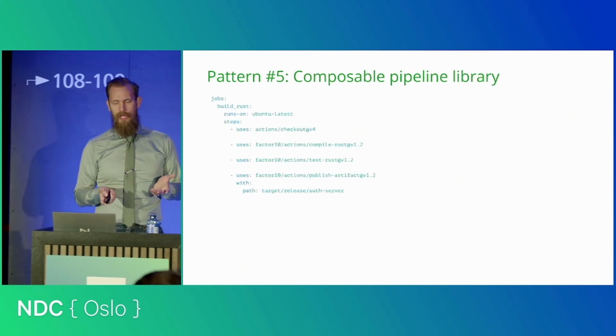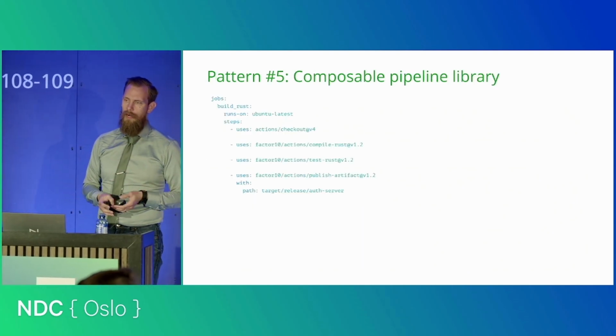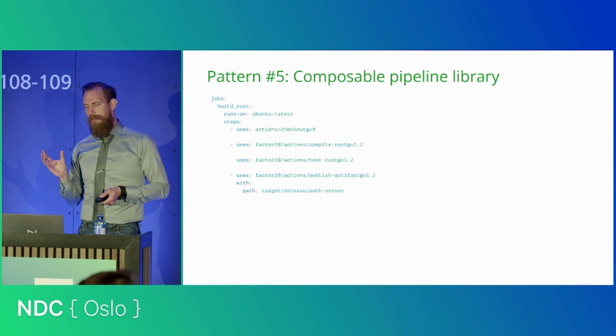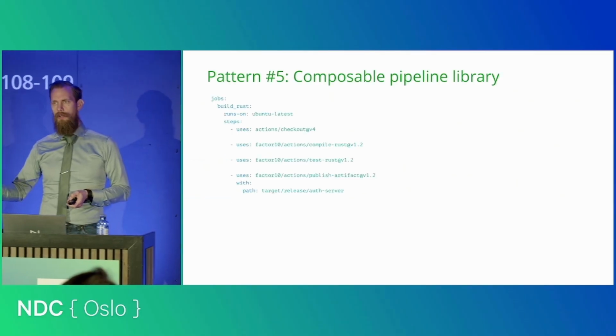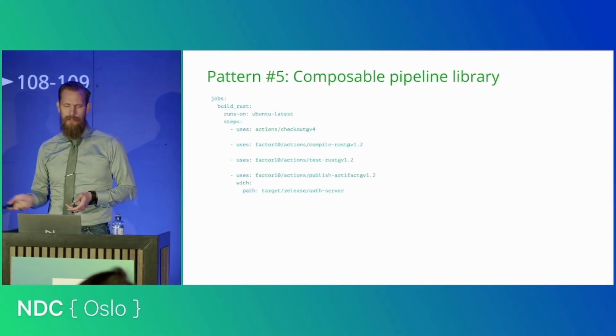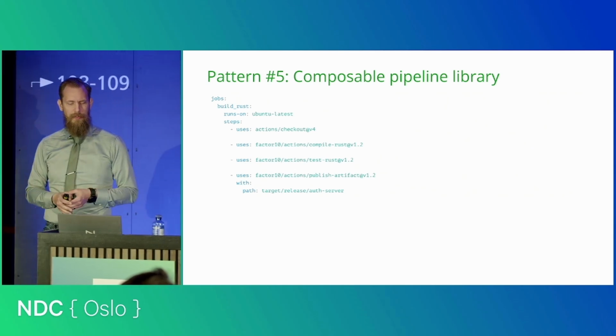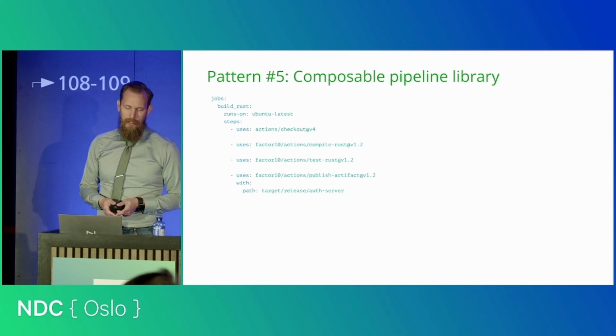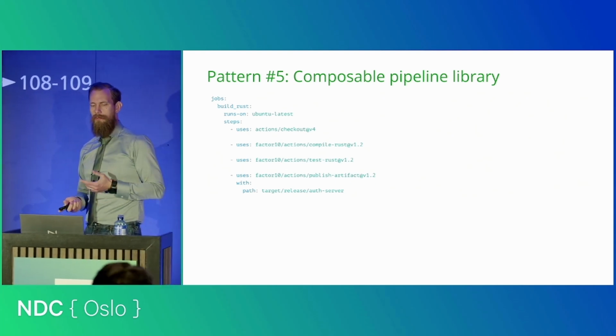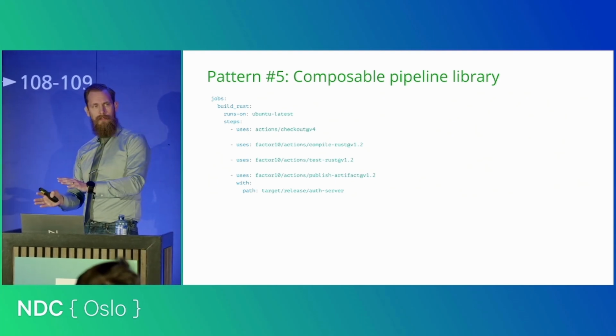So what I think you should do instead is pattern number 5, a composable pipeline library, where I think you should treat your pipeline as software, in which we should try not to repeat ourselves. We should try and keep it simple. And the way we do that in a modern pipeline is we write small reusable steps that we can then compose into larger pipelines. So in this case, we have some predefined Rust steps where we compile Rust, we test Rust, we publish an artifact, and then we can tie this together into one step further. So this is low-level separate steps.